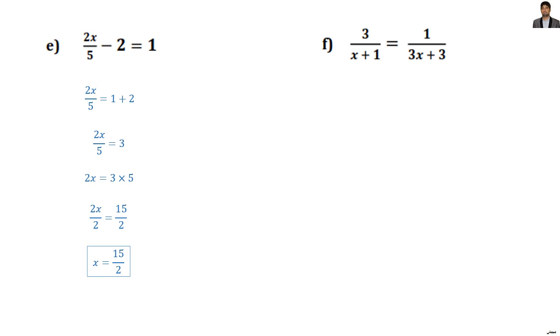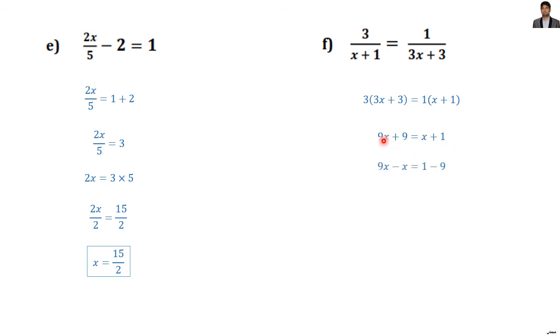Part F. By using cross multiplication, 3 times 3x + 3 and 1 times x + 1, we will get this. Now use the distributive property. 3 times 3x, 9x. 3 times 3, 9, equals 1 times x, x, and 1 times 1, 1. Keep the variables on the left side and numbers on the right.